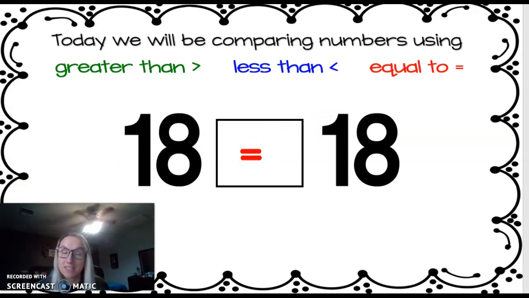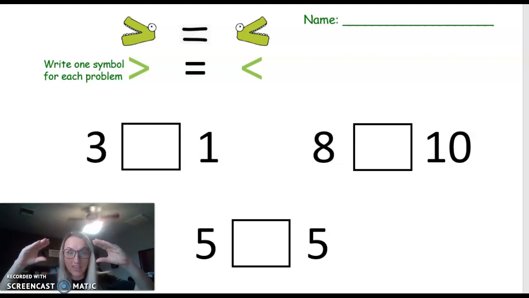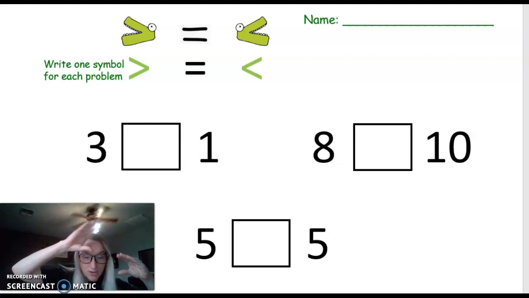So when you guys come to class, we will have lots of different activities like this where we get to put in our greater than, less than, and equal to symbols. So practice at home. Get your alligator mouth ready. And when you see a bigger number, that's the one you're going to chomp, and that's the greater number.